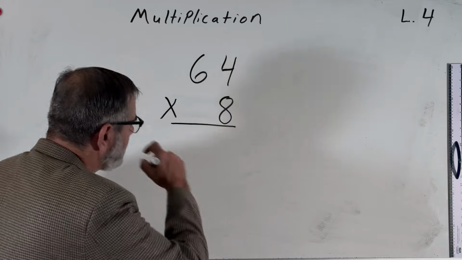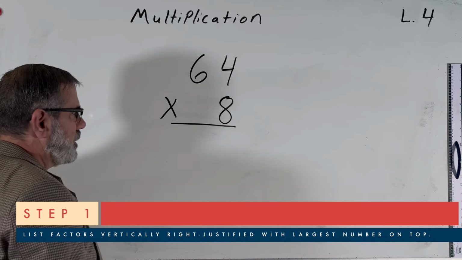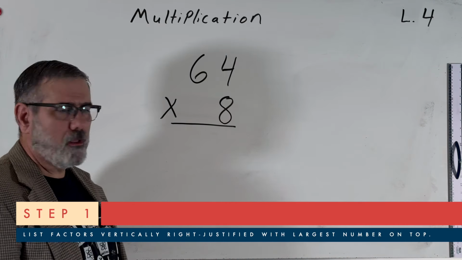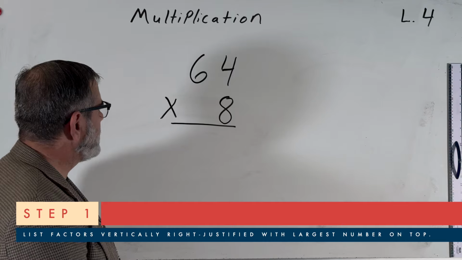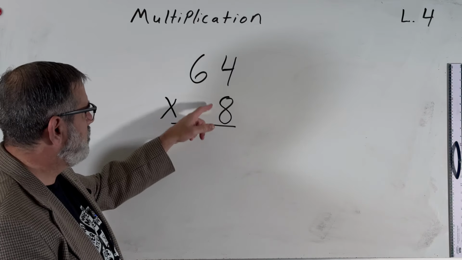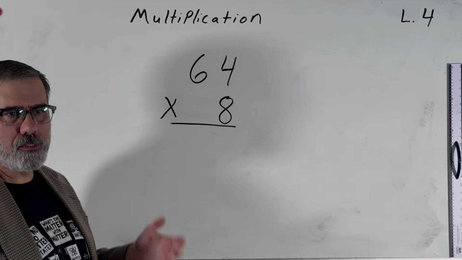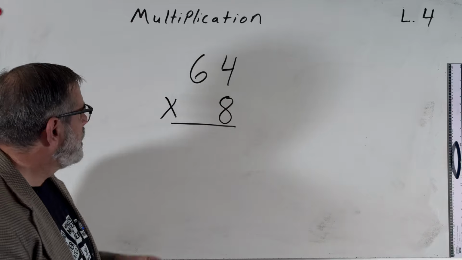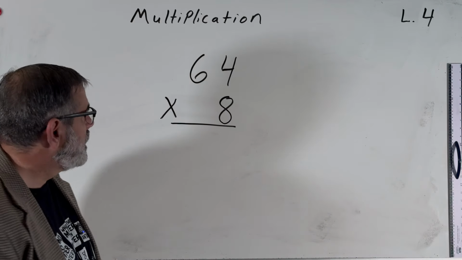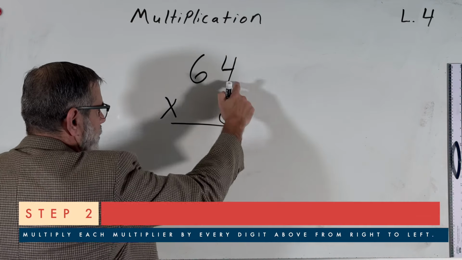Okay, so I already have the factors arranged by column. And I didn't mention this before. It's not necessary to put the biggest number on top, but I recommend it. It makes it a little bit easier going through the procedure. Always put the largest number at the very top. But we'll start with the 8 times 4.